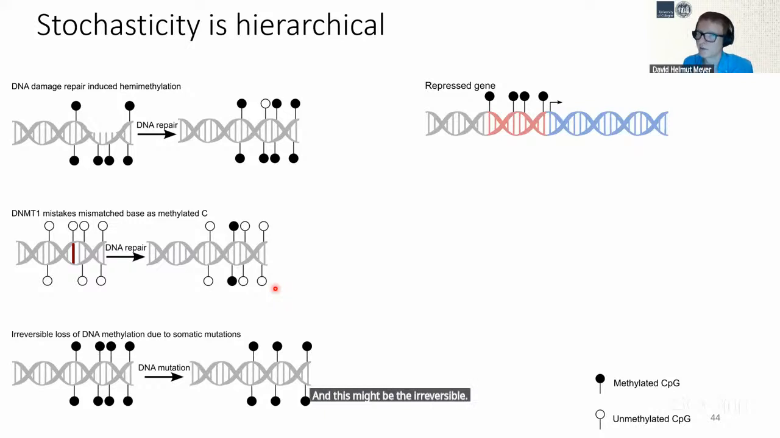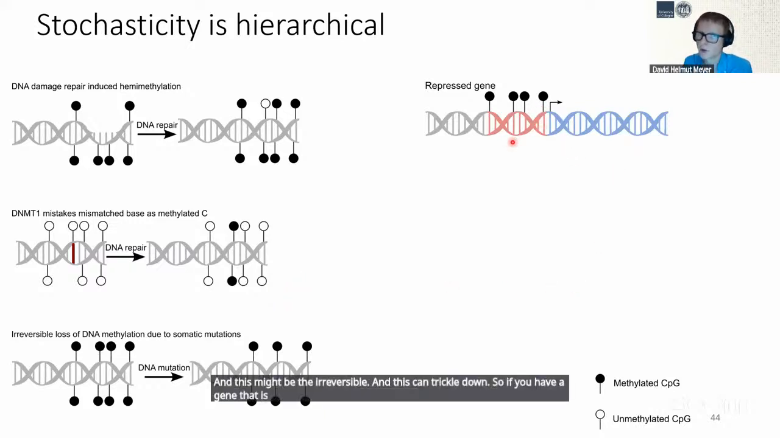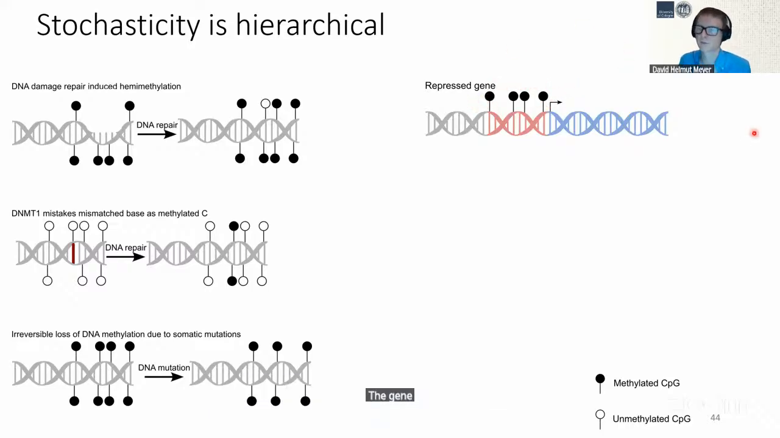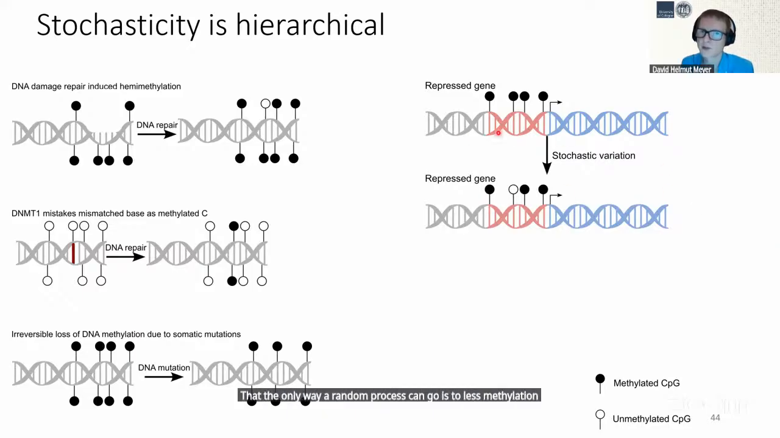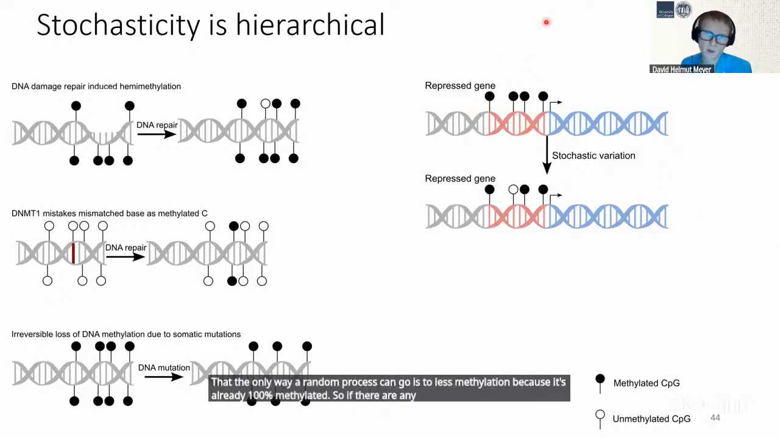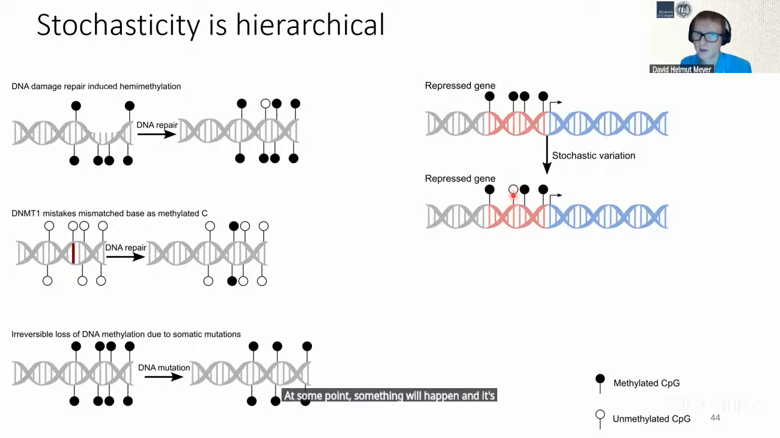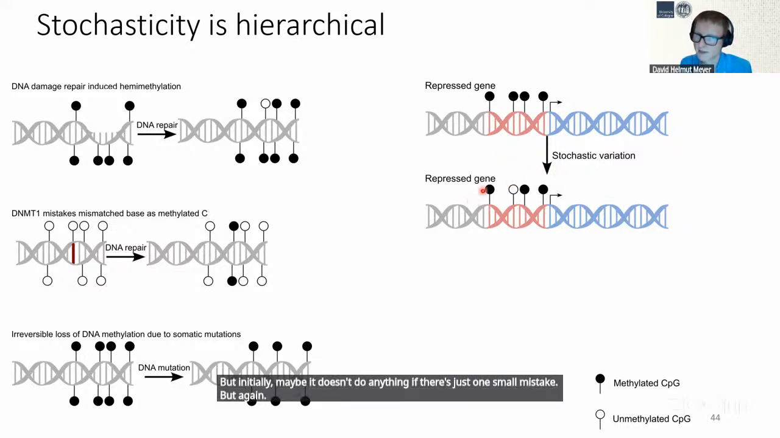And this can trickle down. So if you have a gene that is repressed, so the promoter is 100% methylated, the gene is completely inactive, then the only way a random process can go is to less methylation, because it's already 100% methylated. So if there are any mistakes happening during repair, replication, maintenance, at some point something will happen and it's not methylated anymore. Initially, maybe it doesn't do anything if there's just one small mistake, but again, you have more methylated states than non-methylated.